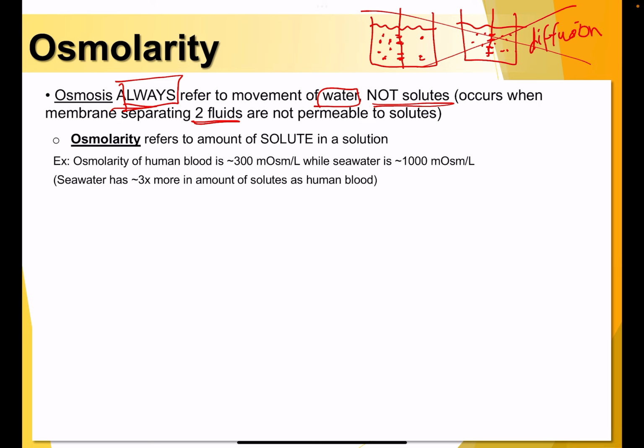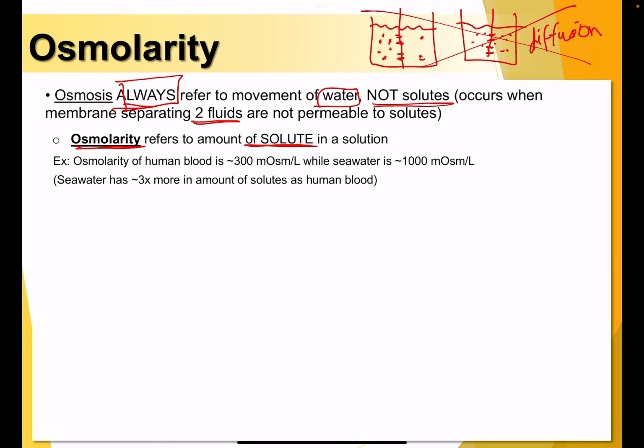All right, so osmolarity, which I kept referring back to in the previous slide, always refers to the amount of solutes in a solution. If I say some fluid has higher osmolarity than the other one, that means it has a higher amount of solutes in that particular solution. Remember osmolarity, don't let this word scare you. It just means the amount of solutes in a solution.